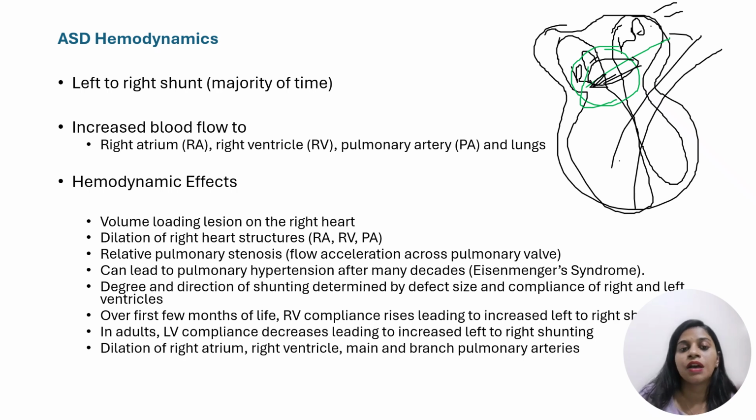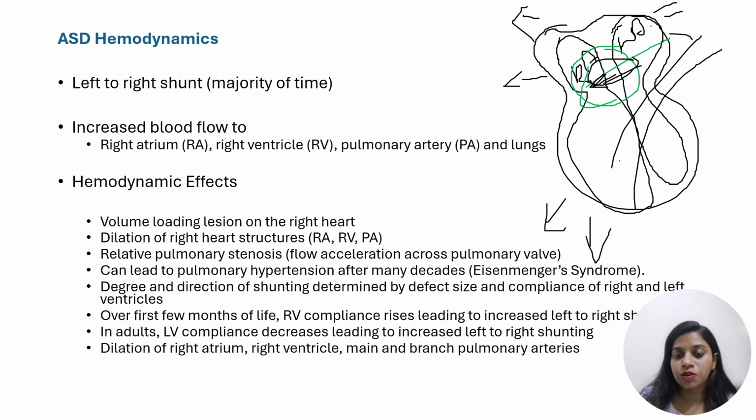So the blood flow is much more to the right heart chambers, which causes these chambers to dilate in the later stage, not in the initial phase of the defect. So these chambers and this pulmonary artery can be dilated, and there is a relative pulmonary stenosis.